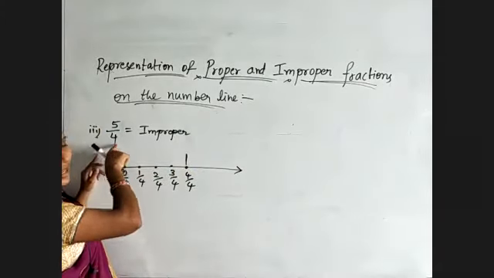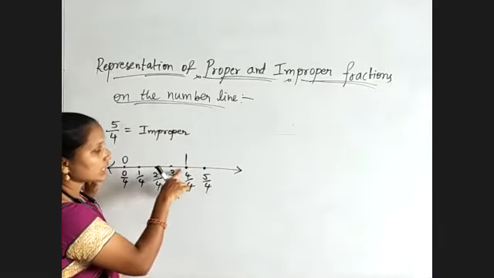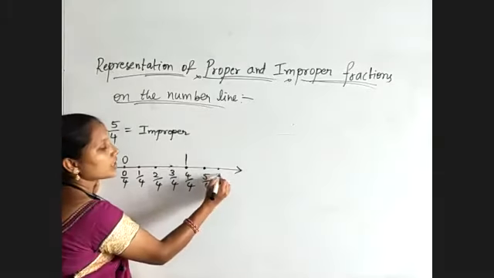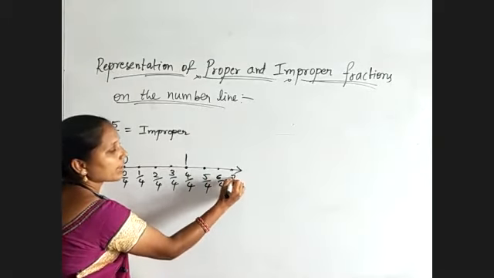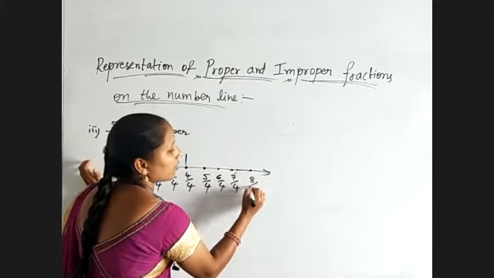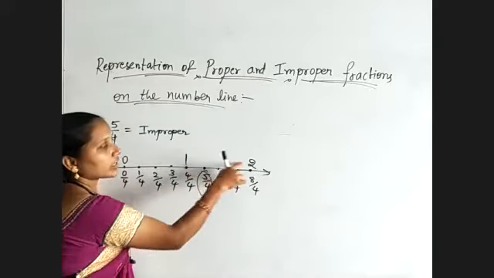But we want 5 by 4, means we need to take next also 5 by 4. This is more than 1, so that's why it is improper. 5 by 4, 6 by 4, 7 by 4, and 8 by 4. 8 by 4 is 2. So it is lying between 1 and 2.